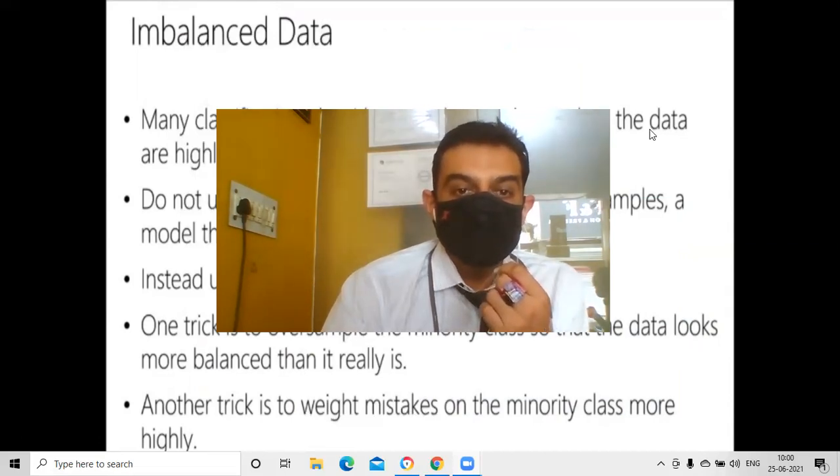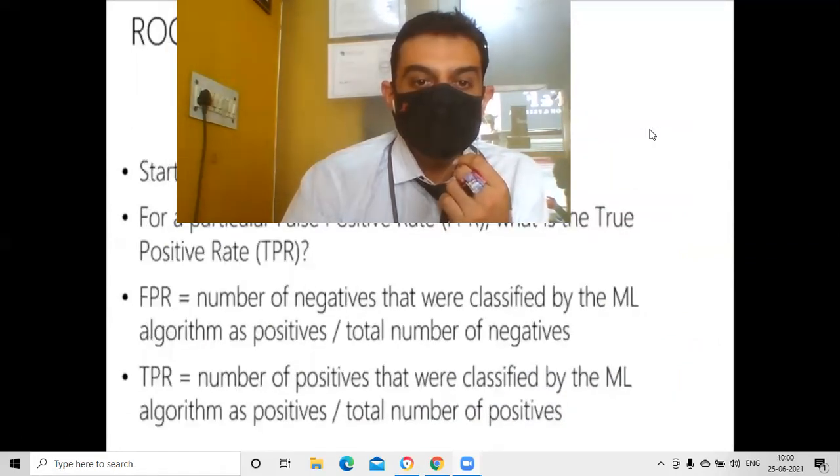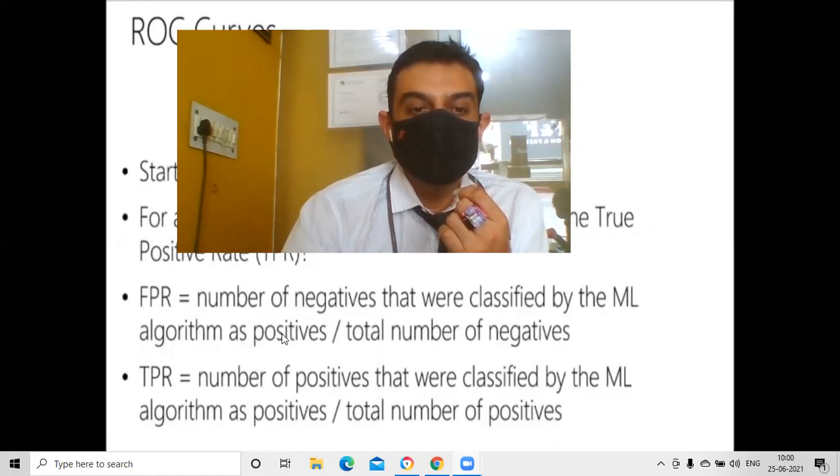Now we discuss the ROC curve. In the ROC curve, basically we discuss false positive rate and true positive rate. So what is false positive rate? False positive rate is the number of negatives that are classified by the algorithm as positives divided by the total number of negatives, and true positive rate is the total number of positives that were classified as positive divided by the total number of positives.